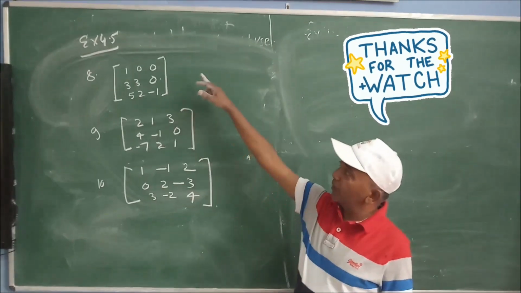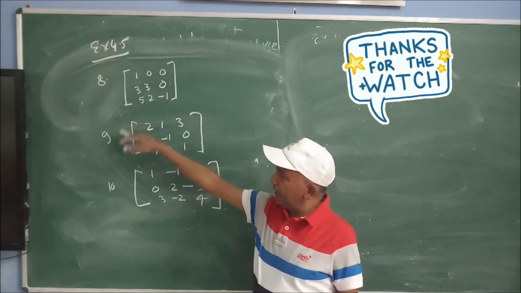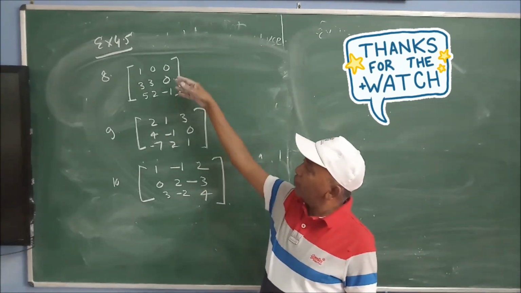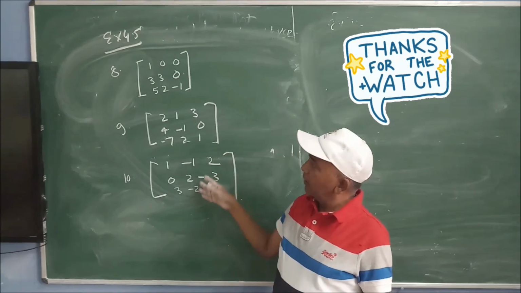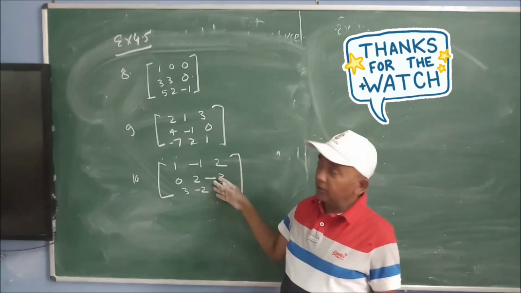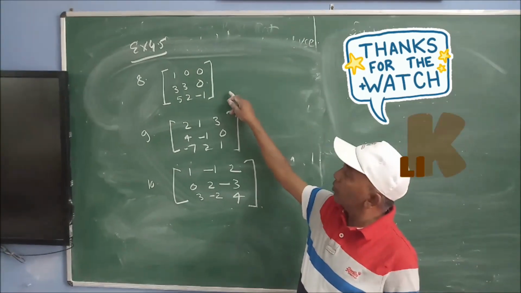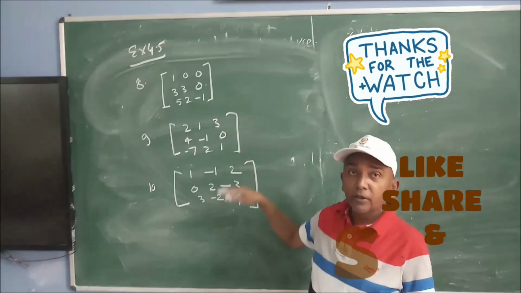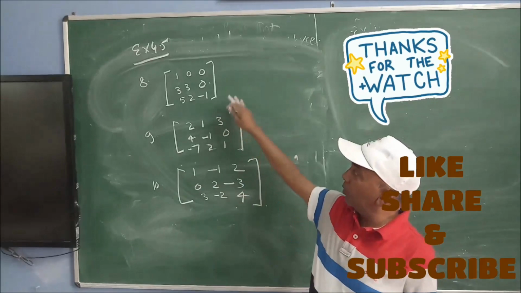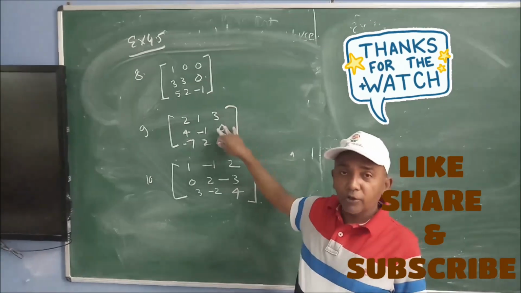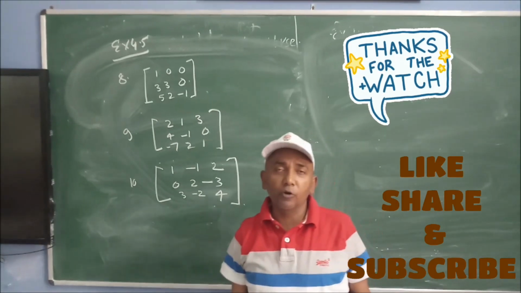Come to exercise 4.5 and see questions number 8, 9 and 10. The questions are also written here, and you go through NCERT and try to solve them. These are all matrices of order 3, so try to solve them. In my next class, we will also discuss these questions because they are very important from the CBSE point of view.